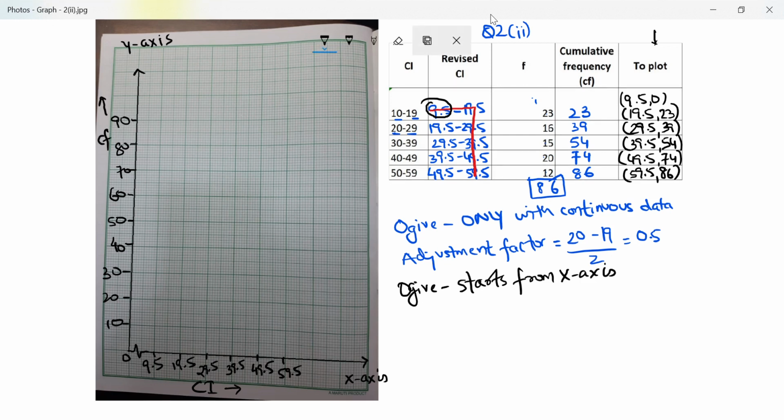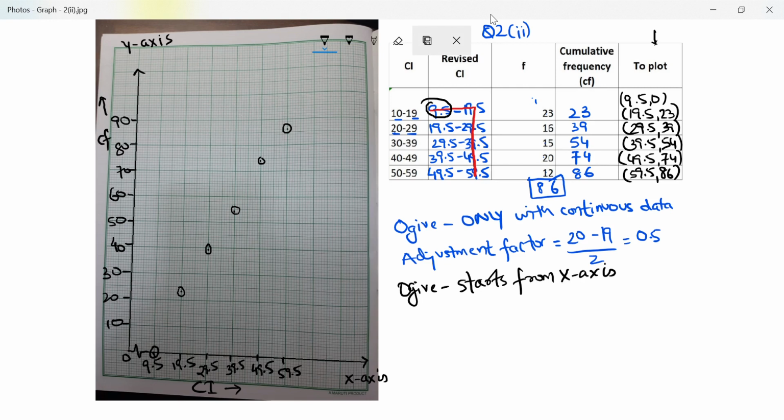Perfect. So 19.5 with 0. No, 9.5 with 0. Sorry. 9.5 with 0. 19.5 is with 23, so at 3 units above 20, which is this point. Next is 29.5 with 39, which is 9 units above 30 or 1 unit below 40. Next is 54, that's 4 units above 50. Next is 74, so that's 4 units above 70. And then the last one is 86, so that's 6 units above 80.